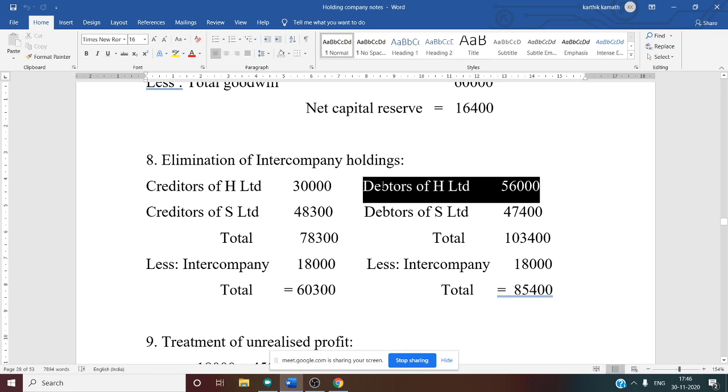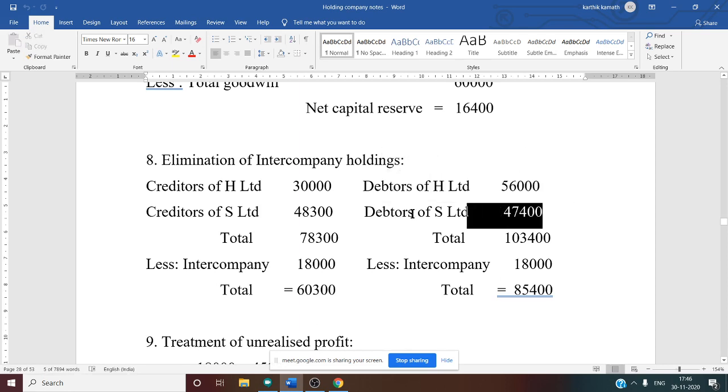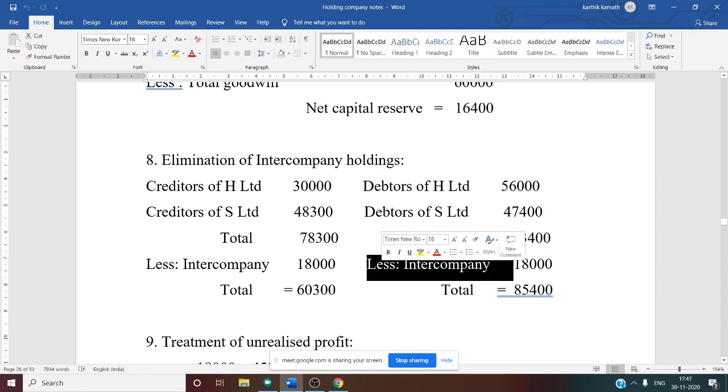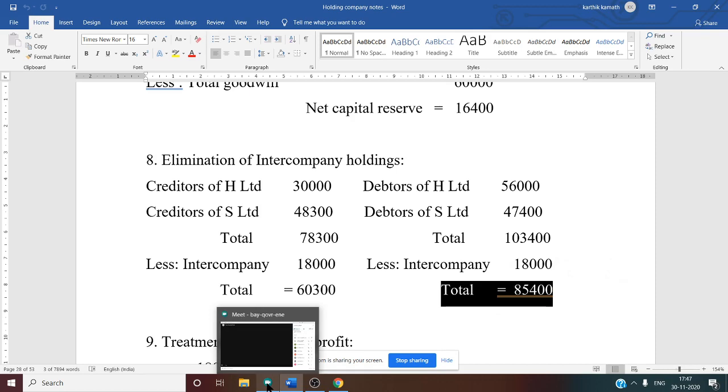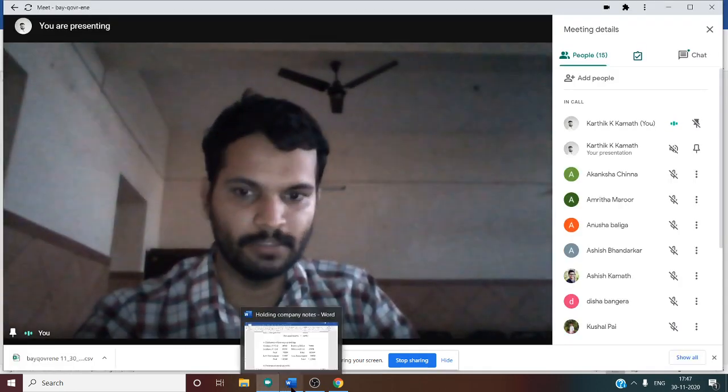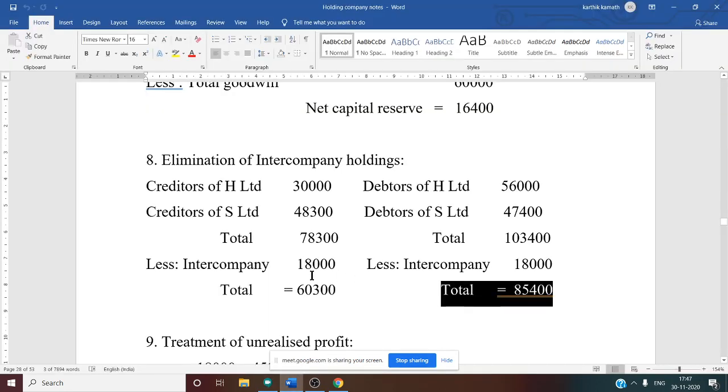Similarly, debtor. Debtor of H Limited is given in the balance sheet as 56,000. Debtor of S Limited is 47,400. Total debtor we want, that is 1,03,400, the combination of holding plus subsidiary. From that you have to deduct intercompany, that is 18,000 on both sides. You will get the answer 85,400. This 85,400 you have to show in the consolidated balance sheet under debtor. That is about working note number 8.